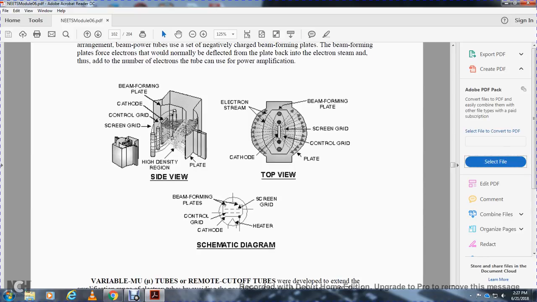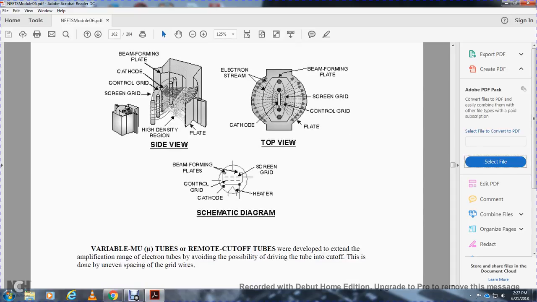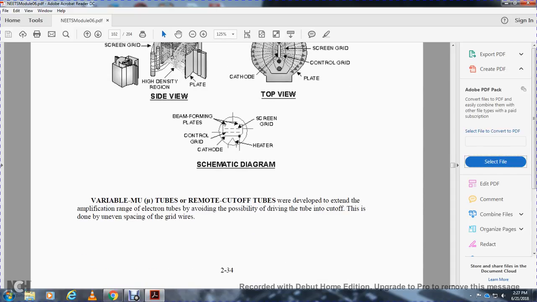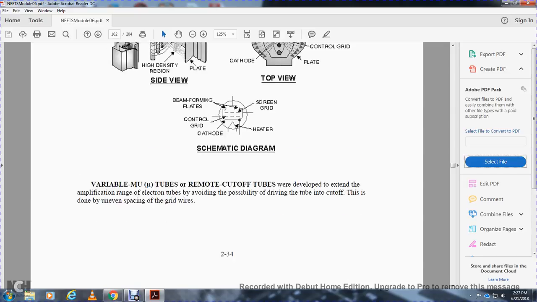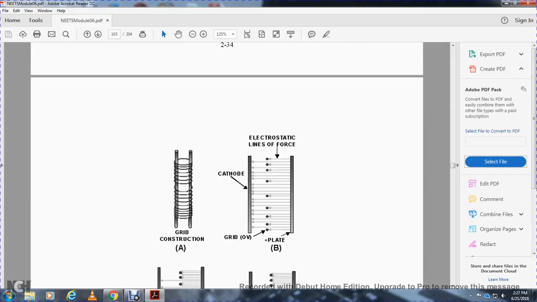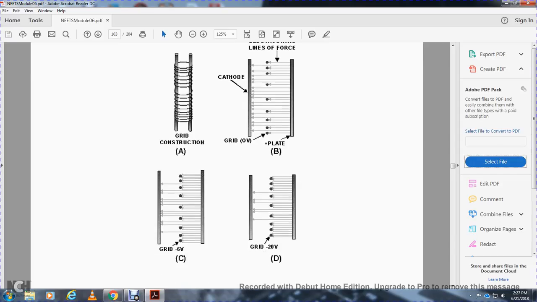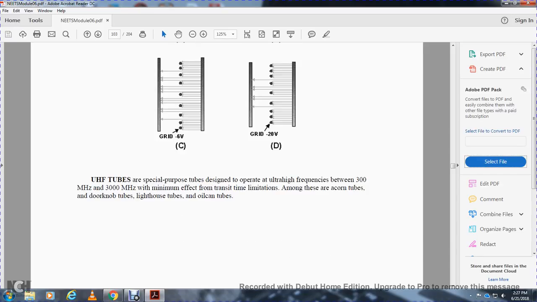Schematic diagram: beam forming plates, control grid, cathode, screen grid, heater. Variable-mu multiple unit tubes and remote cutoff tubes were developed to extend the application range of electron tubes, avoiding the possibility of driving the tube into cutoff. This uneven spacing of the grid wires is shown in the grid construction: cathode, grid, electric lines of force, plate, minus 6 volts and minus 20 volts.